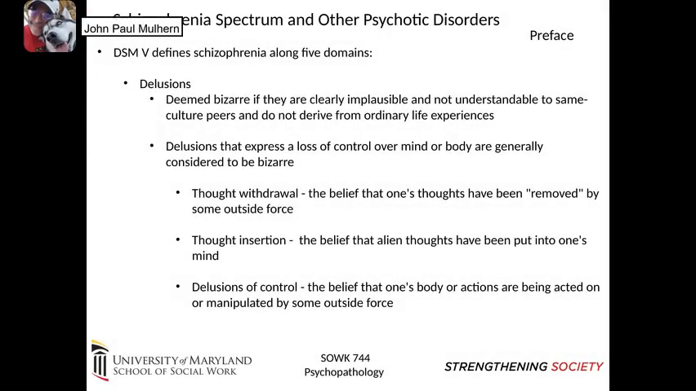So I believe the DSM puts in here a clarifying definition: across cultures, people may deem things to be bizarre or delusional simply because they are foreign to, or perceived as foreign to, their own culture. So the DSM authors expand the definition to include clearly implausible, not understandable to same-culture peers, and not derived from ordinary life experiences.